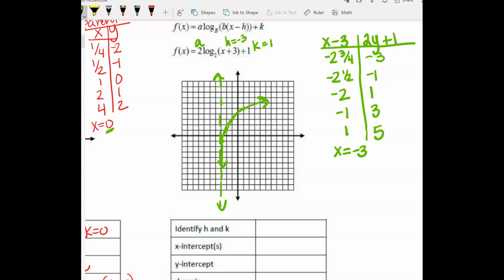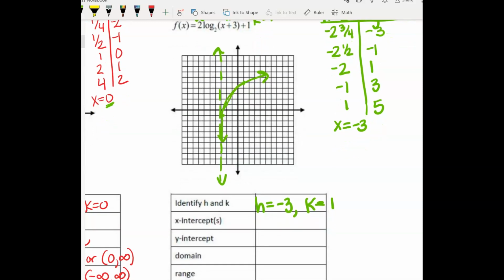All right, so our h and our k values here, we had a shift left 3, our h was -3, and we had a shift up 1, our k value was +1. Our x-intercept did not come out in our table, but we can see that it does cross the x-axis. To find the x-intercept, we would set y equal to 0, and we would want to solve for x in this equation.